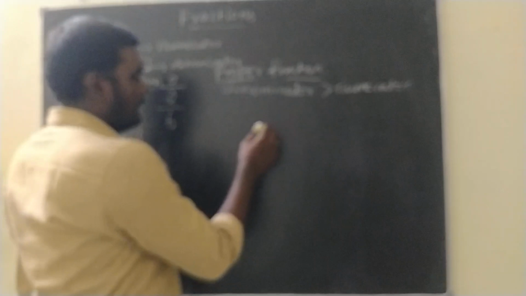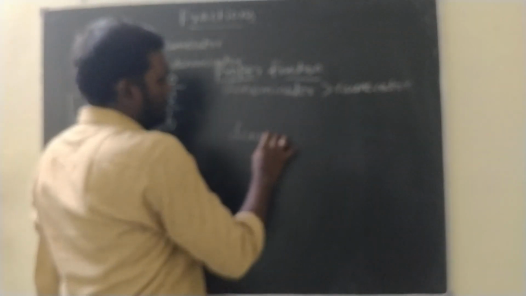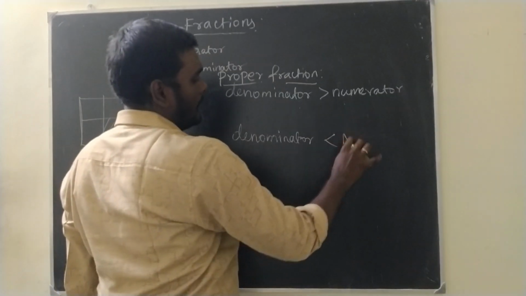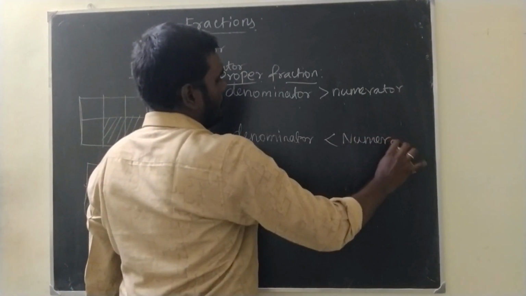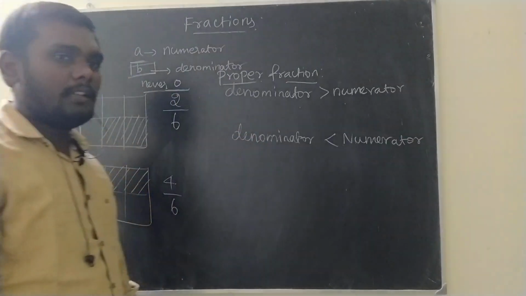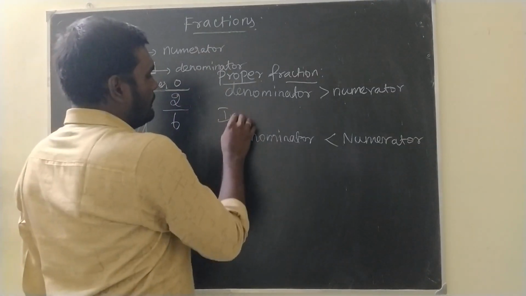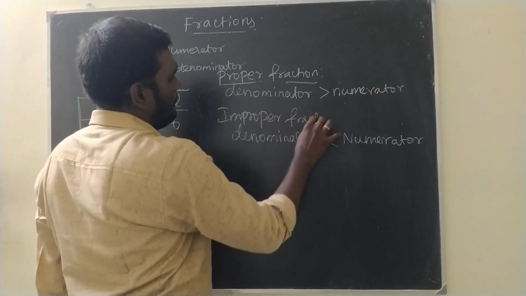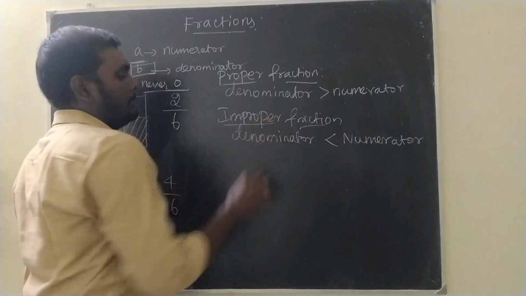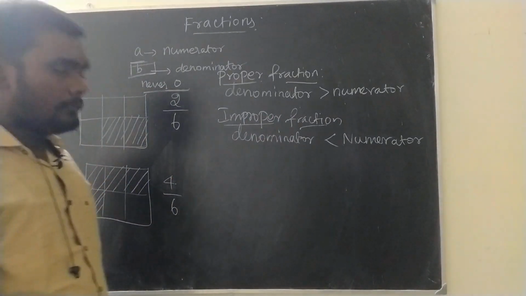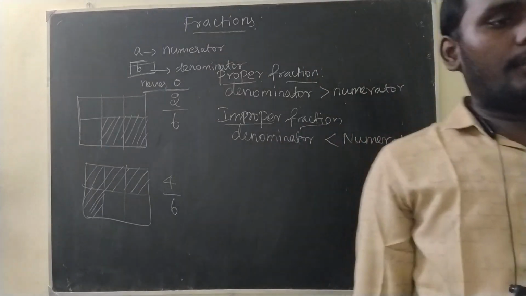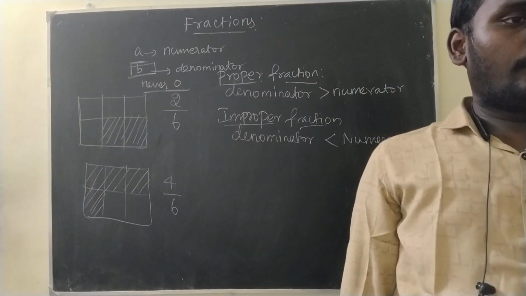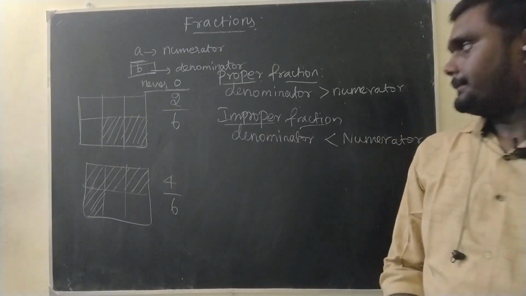Suppose the denominator is less than the numerator, that means it is called an improper fraction. That means what? Improper fraction. And mixed fraction.